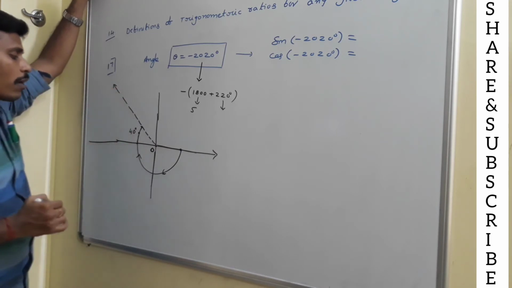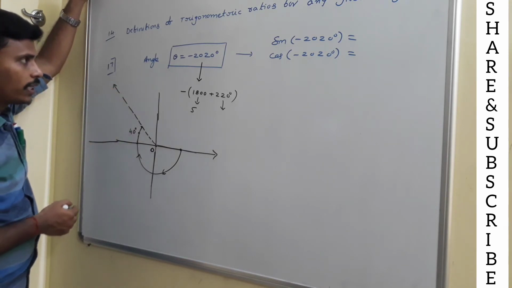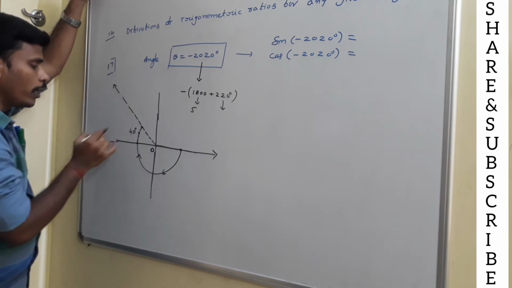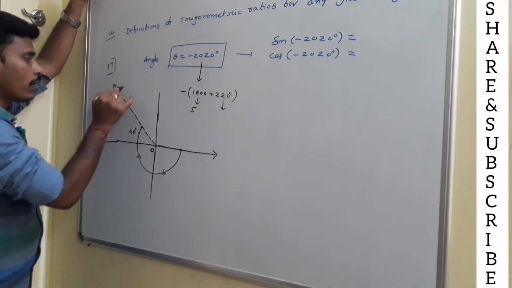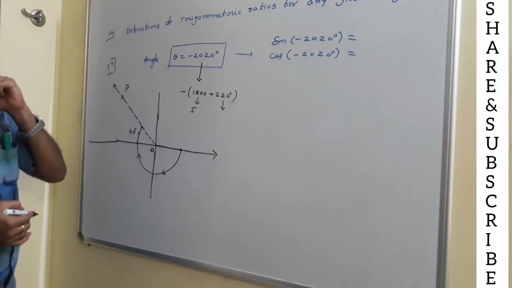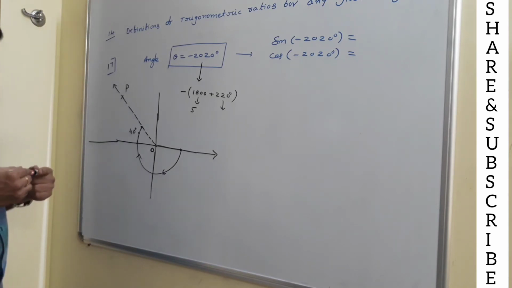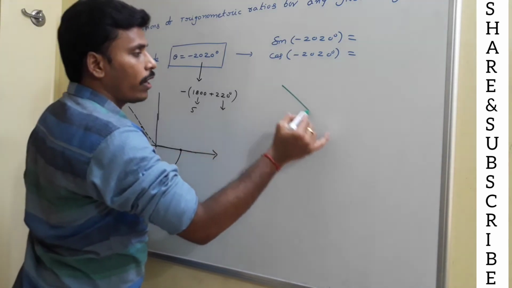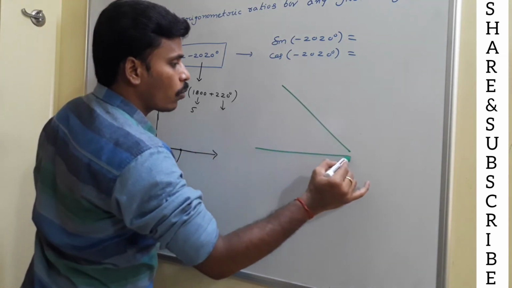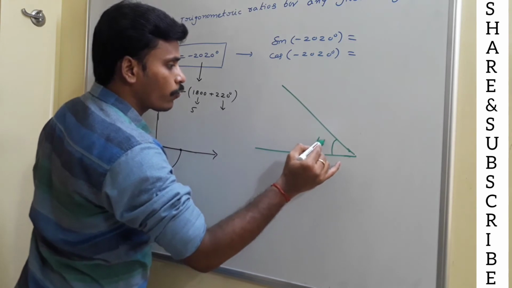Since this terminal ray corresponds to an angle of 2020 degrees, you need to find the x and y and r values. Further, take a point P on this. After having point P, to locate the x coordinate and y coordinate, this is the triangle I am showing you here. This angle is 40 degrees.